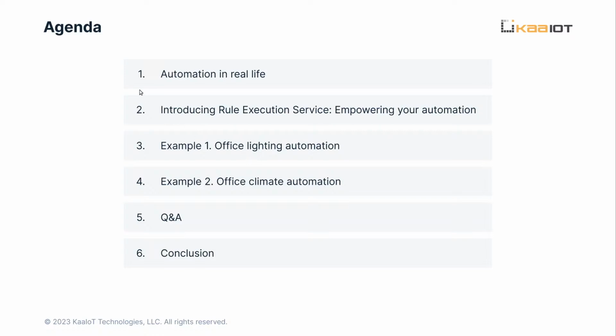On the slide, you can see what we have in store for you. We will start by exploring the concept of automation in real life. Following that, we will introduce you to our newly released rule execution service. We will also use real-world examples to show how the automation flow feature of the KaaIoT platform can make it easier to automate office lighting and climate control for better energy management. After that, we will hold a Q&A session where I will answer your questions. So feel free to ask questions simply by using the comment section on YouTube.